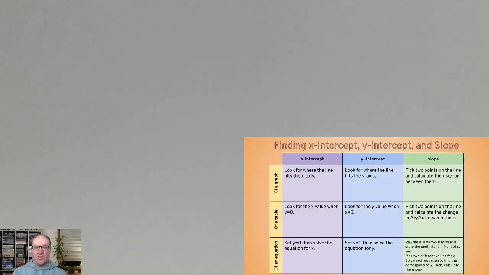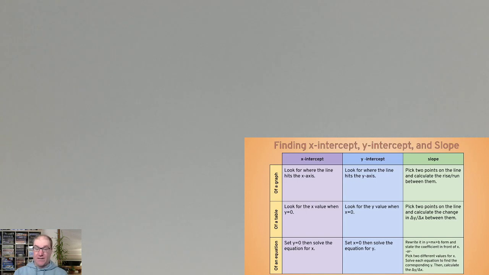In this video, we're going to talk about how to find the x-intercept, y-intercept, and slope of a linear equation. The graphic I'm sharing on the screen shows you all the possibilities here, because I can give you a linear equation as a graph, as a table, or as an equation, and I can ask you to find the x-intercept, y-intercept, and slope of that linear equation. So I'm going to go through each of the boxes in this table to make sure we know what we're doing. Let's start with the top left one here.